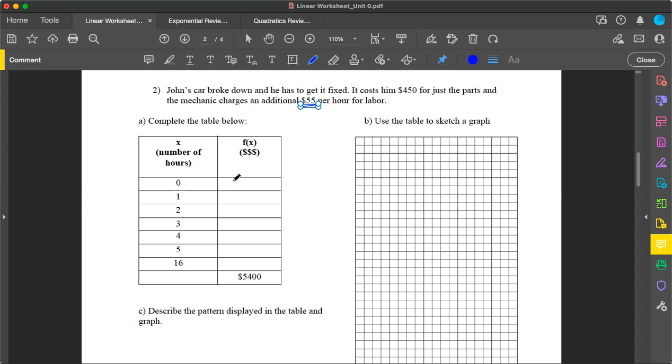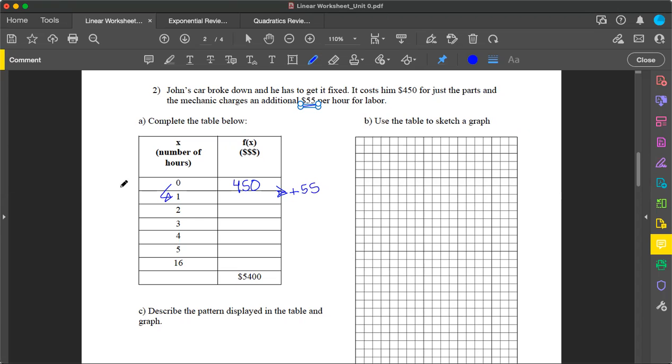So let's say that we just buy the parts and maybe we have a sibling that's really good with parts. We can just take the parts for 450 and have no hours worked, and that's fine. But if it takes a little bit more time, how do you think that's going to change from hour to hour?